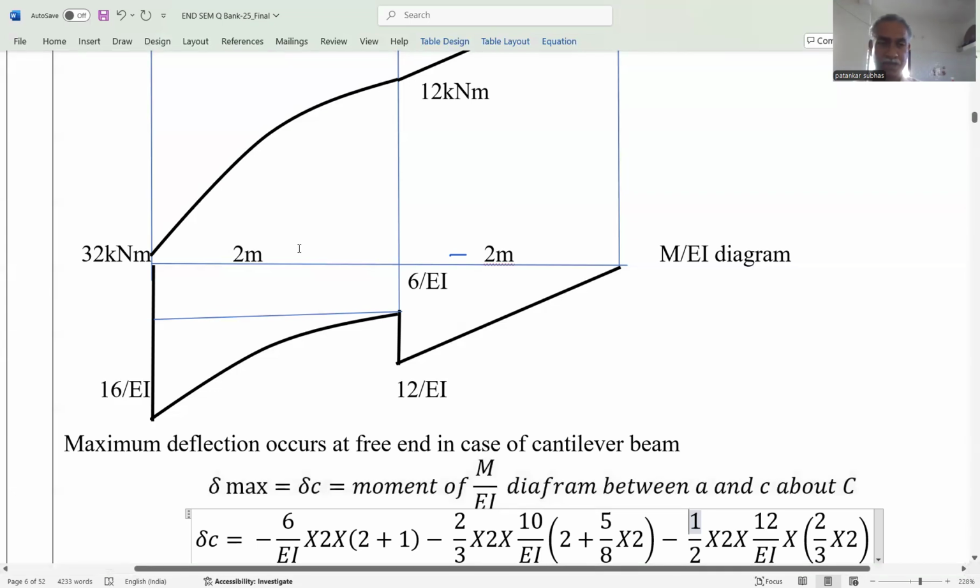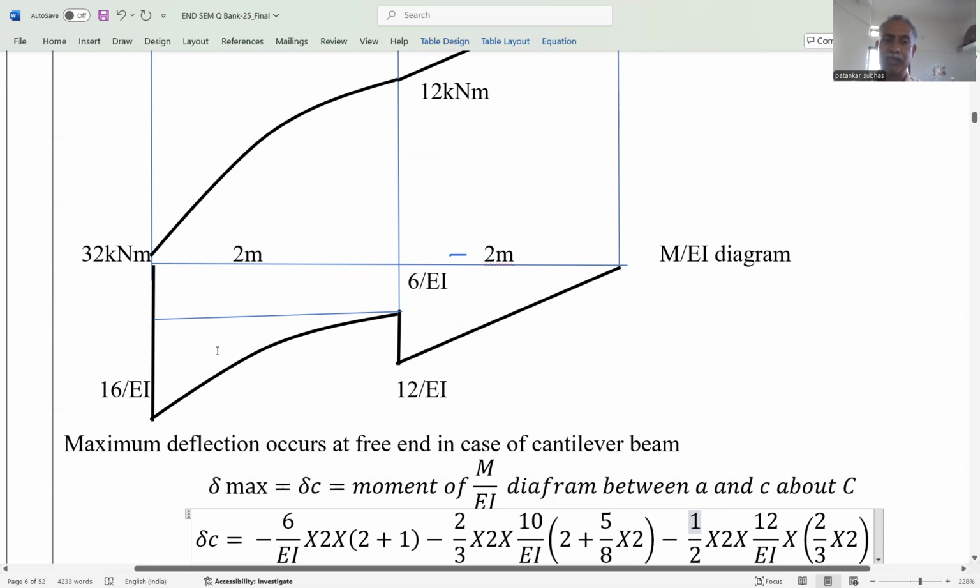And in this way, the bending moment diagram, or M by EI diagram, is divided into three parts. The first part is the rectangular portion. Height is 6 by EI and the base is equal to 2 meter. Area of this multiplied by CG, that is 2 by 2. But moment is taken at point C, that's why 2 plus 2 by 2.